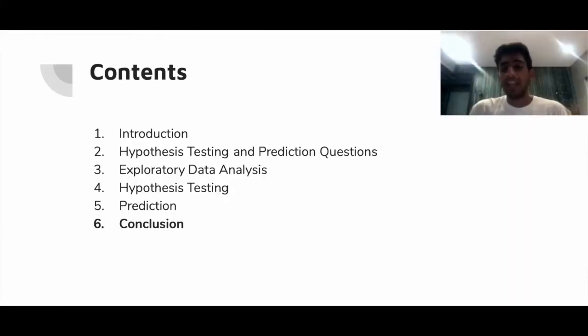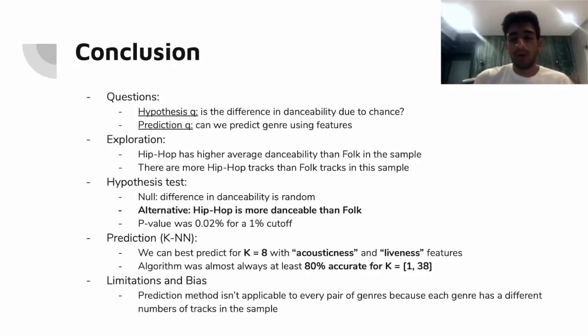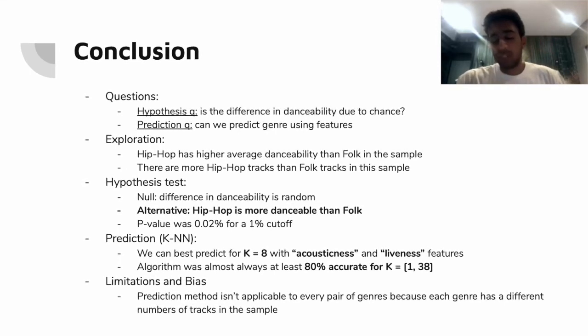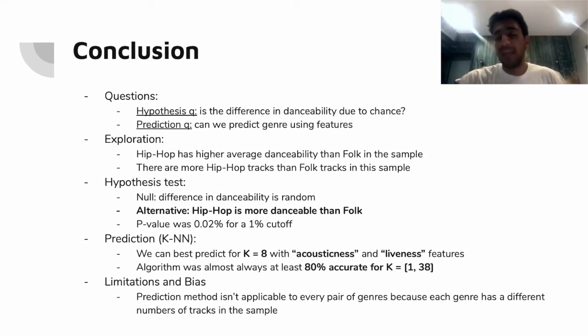In summary, in this research report, we tried to figure out whether genre is actually a well-meaning definition of songs or whether it is simply a human construct. And we came to the conclusions that 1, hip-hop has a higher average danceability than folk, and 2, that there are more hip-hop tracks than folk, which could influence the results in multiple ways. One such way is that the range of hip-hop tracks selected could just have a higher danceability than the range of folk tracks selected, but in the actual population, this might not be true.